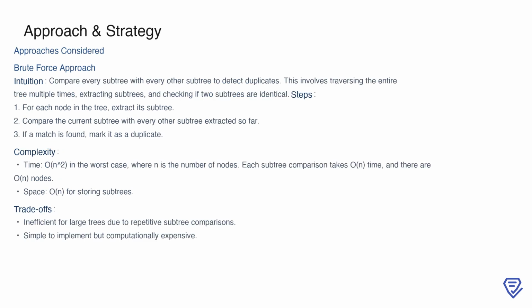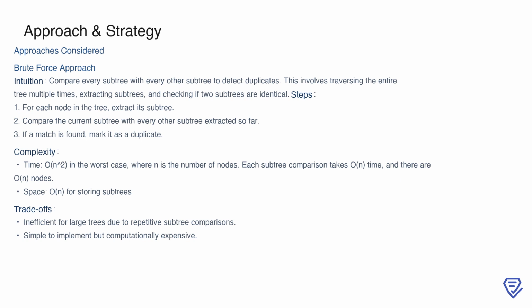To solve the problem of finding duplicate subtrees, we first considered the brute force approach. The intuition behind this method is straightforward. For every node in the tree, we extract its subtree and compare it with every other subtree we've seen so far. If two subtrees match, we mark them as duplicates. However, this approach involves traversing the entire tree multiple times, which makes it computationally expensive.